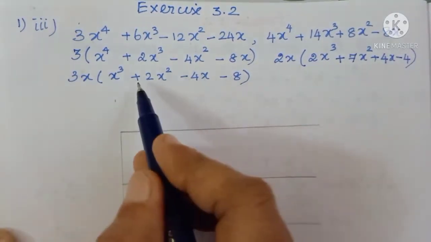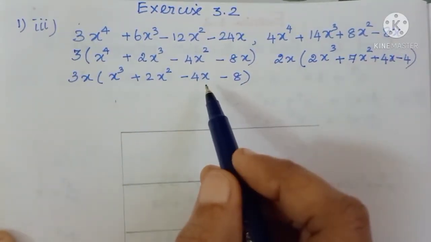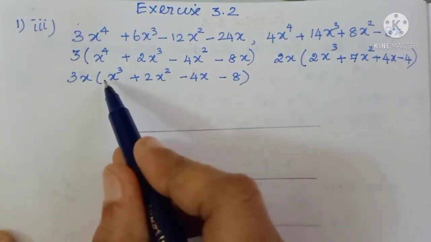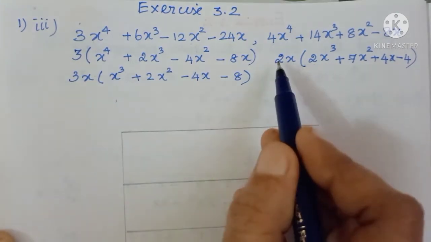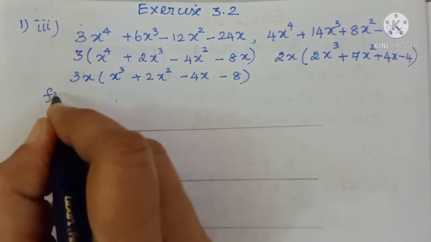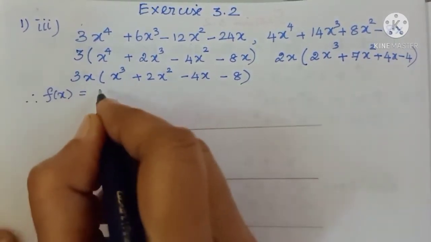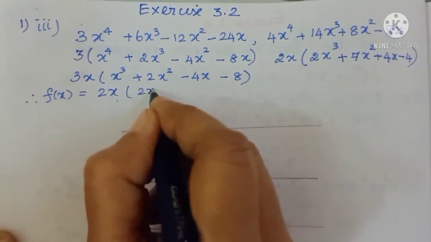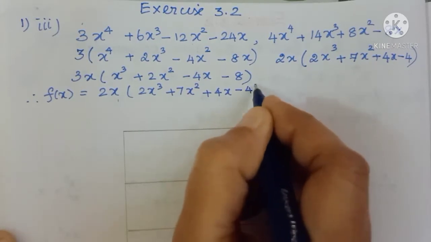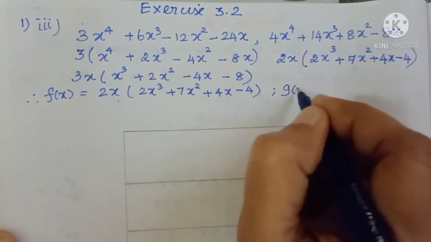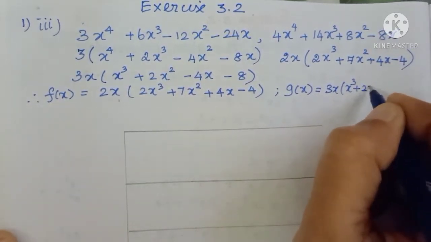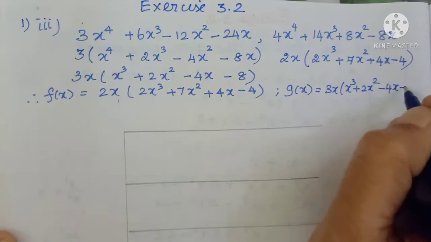Okay. Now easily we can identify which one is f of x and g of x. Now see here x cube, here also x cube. But the coefficient of x cube here is 1, here 2. So we can say this polynomial is f of x and this one is g of x. So we can write f of x is equal to 2x into 2x cube plus 7x squared plus 4x minus 4. And g of x is equal to 3x into x cube plus 2x squared minus 4x minus 8.